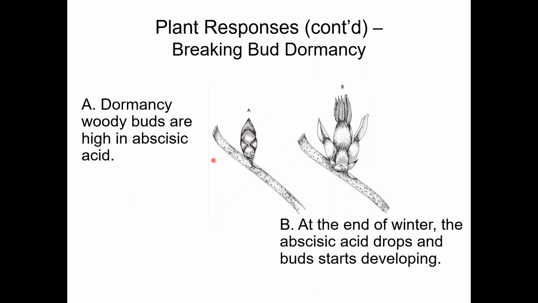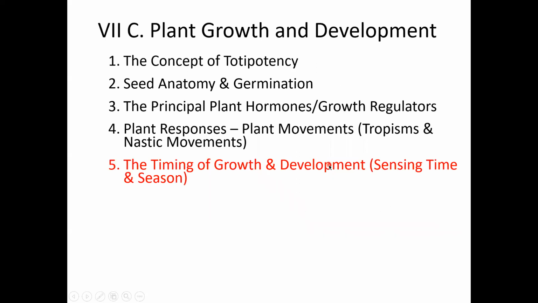You have to find the new growth to be able to do it very effectively, because otherwise they look whorled when they're really not. And so what's happening is we've got an accordion on the left, then the accordion is stretching out at B, and abscisic acid plays a part in that, and the concentration drops, and the bud starts developing.